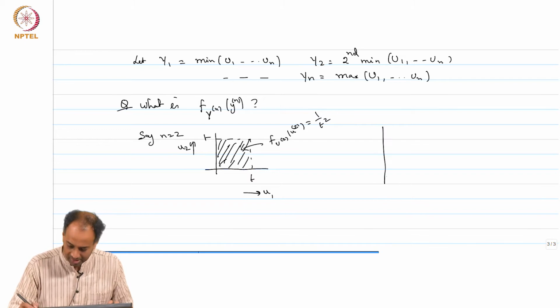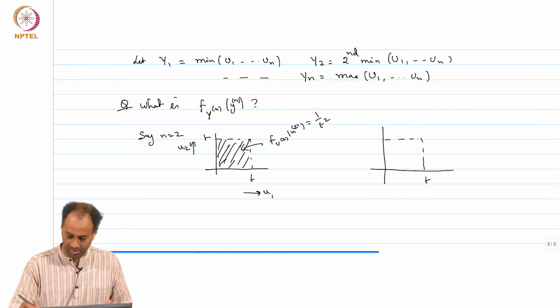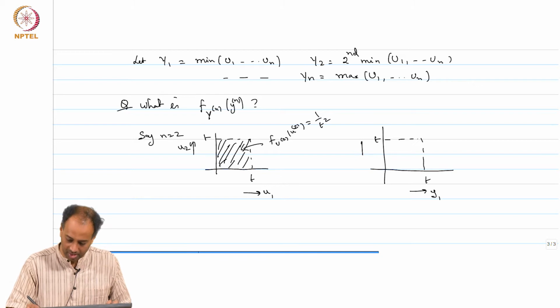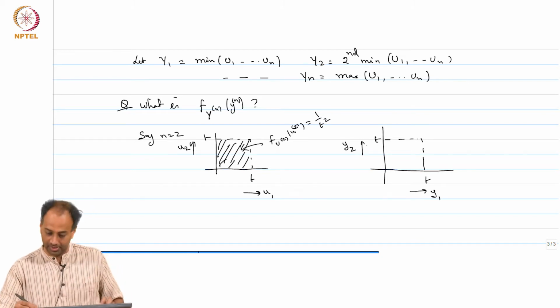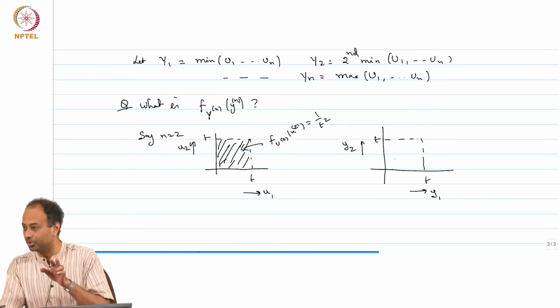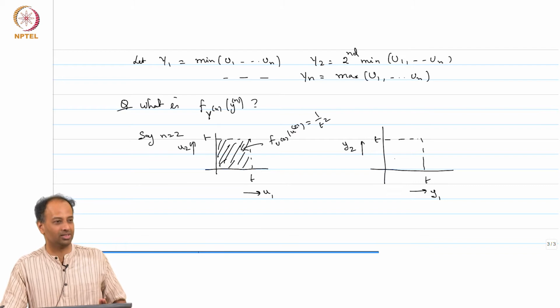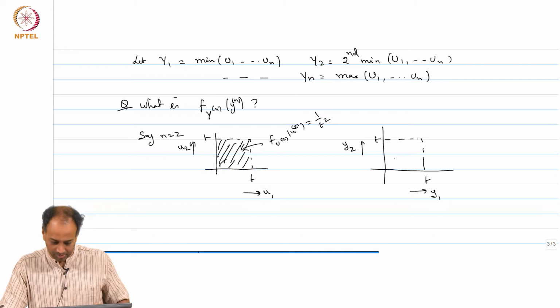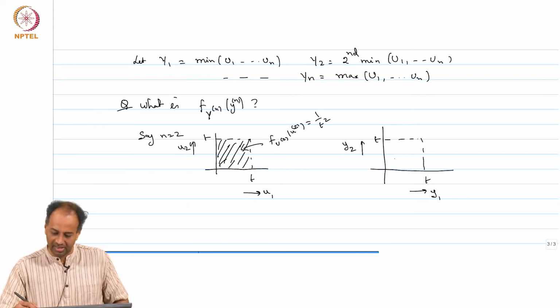If you likewise look at the same 0 to t, 0 to t, but this is the axis for y1, that is the axis for y2, right, all right. Now, what happens? Remember that y1 is the min of u1 comma u2, and y2 is the max of u1 comma u2, since there are only 2, correct. So, in that case the density will be non-zero in which region?